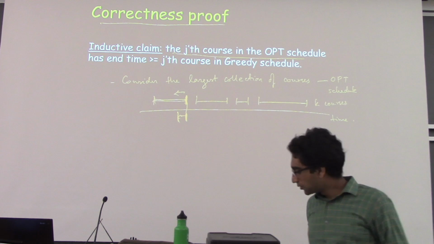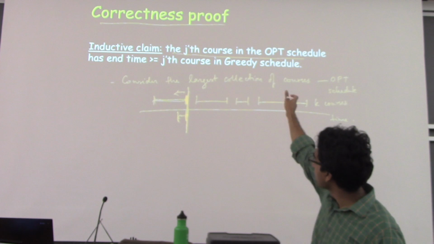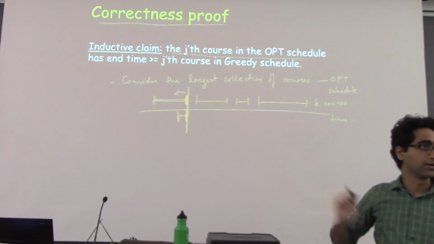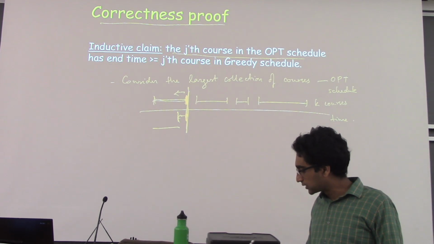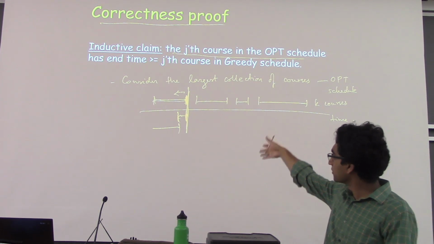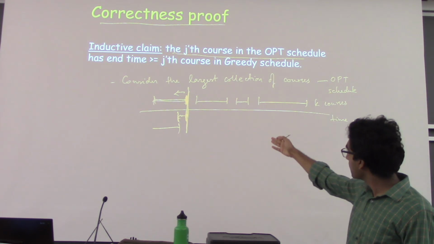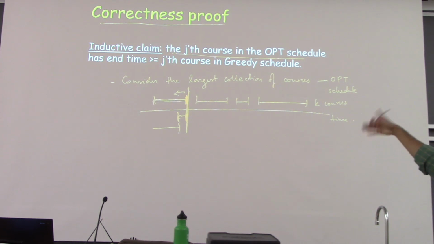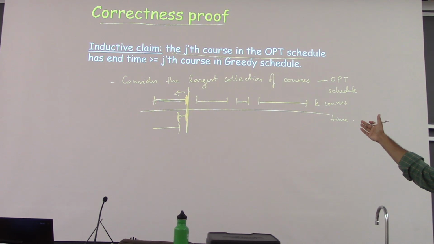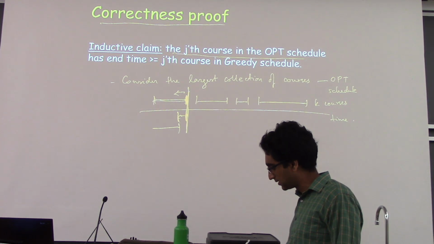So what that means is, at this time, you have done as many courses as this optimum has done, and you ended only before this, or at most at this point. Which means that you are still free to take any of the courses that optimum can take. So that's nice.